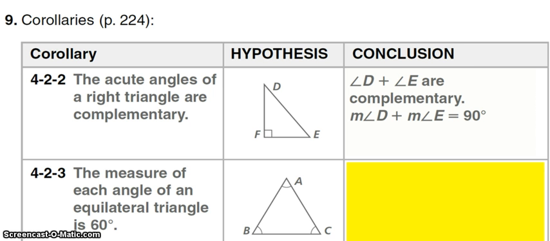The next corollary, 4.2.3. The measure of each angle of an equilateral triangle is 60 degrees. You see in your diagram underneath the hypothesis that all the angles have an arc mark. So angle A is congruent to angle B, which is congruent to angle C. We also know that the measure of angle A equals the measure of angle B equals the measure of angle C, which equals 60 degrees. Write that down as well.